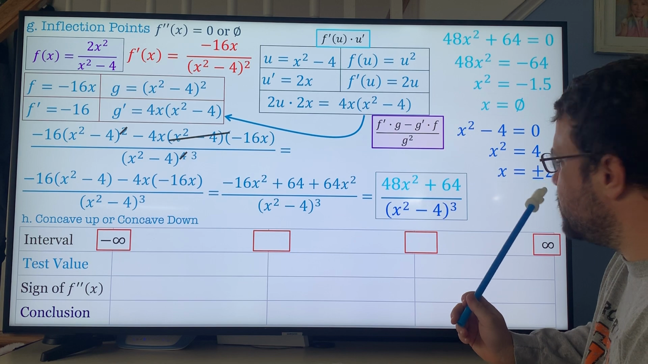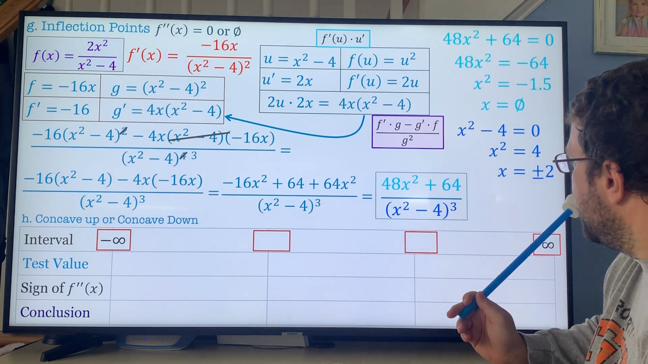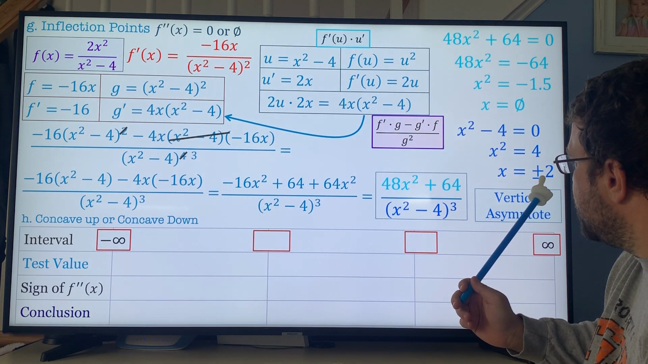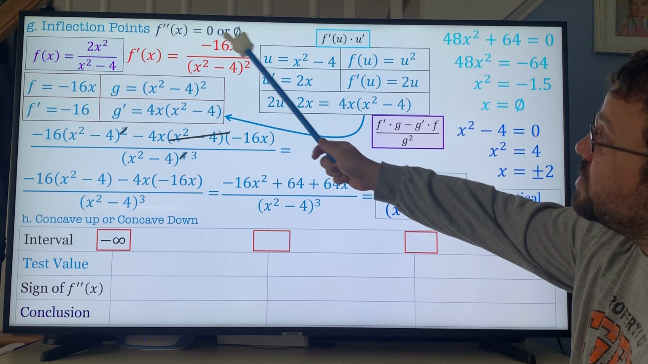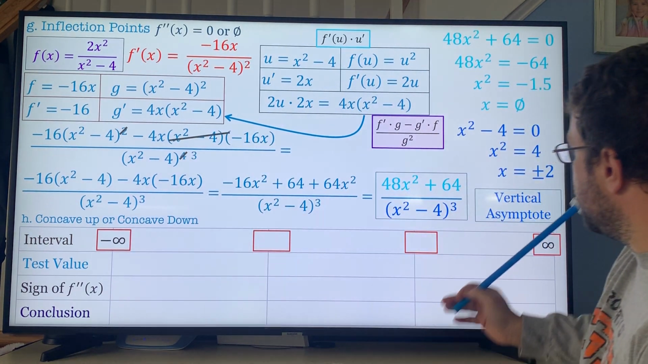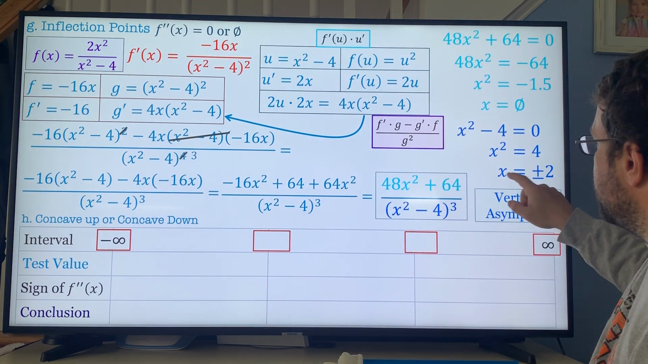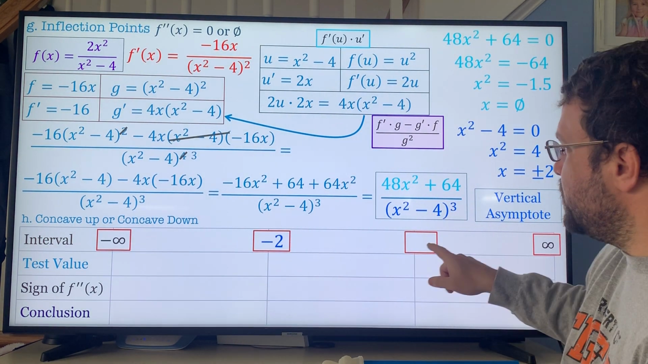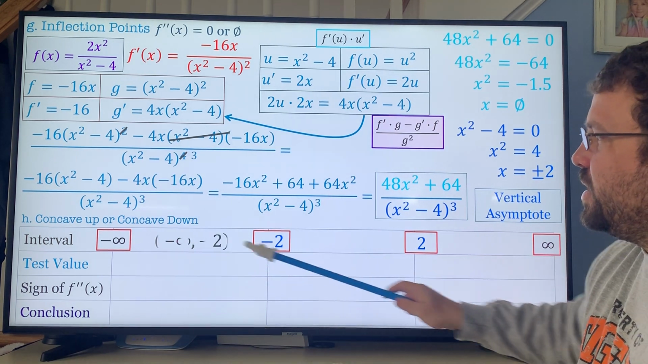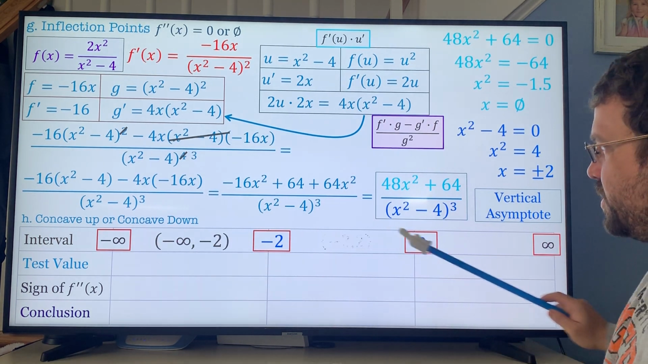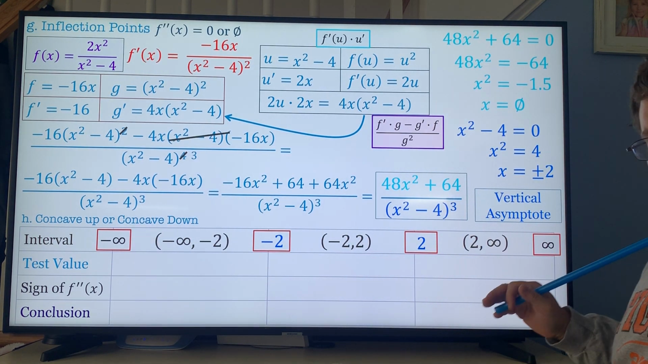X is plus or minus 2. Those numbers seem familiar, don't they? So that is your vertical asymptote. All right, when you plug these back into the original equation, then remember these are vertical asymptotes, so there is no actual inflection point. All right, but these are your critical numbers here. So negative 2 and 2. Your intervals, negative infinity and negative 2. Negative 2 to 2, and 2 to infinity. You good?